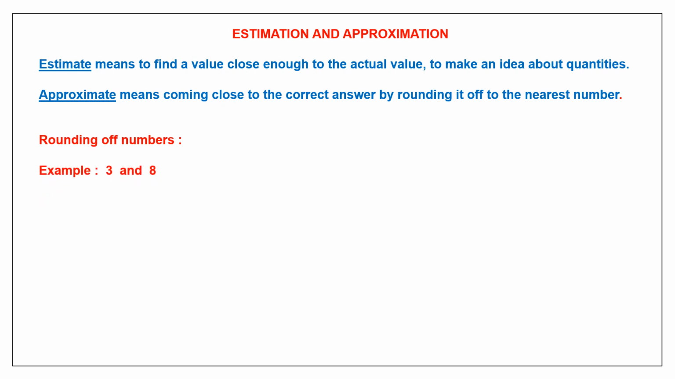Now, let me give you an example of numbers 3 and 8. How do we round off numbers 3 and 8? Now, let me help you with a number line. Now, suppose we have a number line of numbers from 0 to 10. Now, I am going to represent these numbers 3 and 8 on the number line. So, first let me represent 3 on the number line. So, as you can see, we have 3 there.